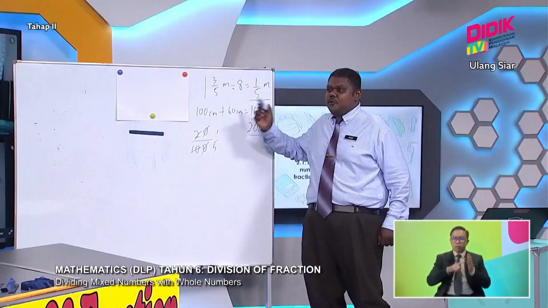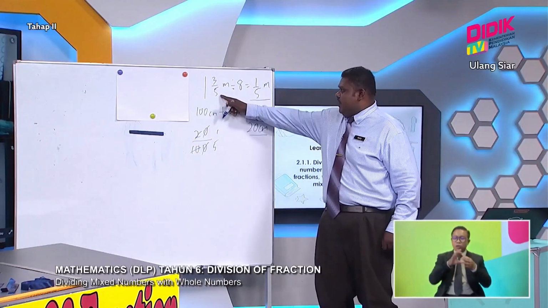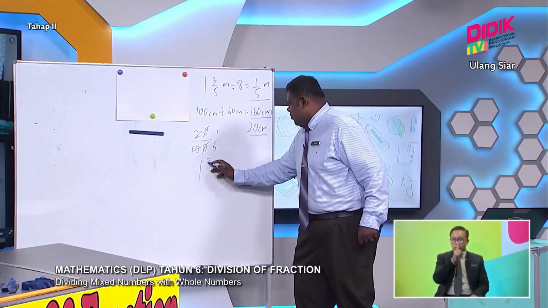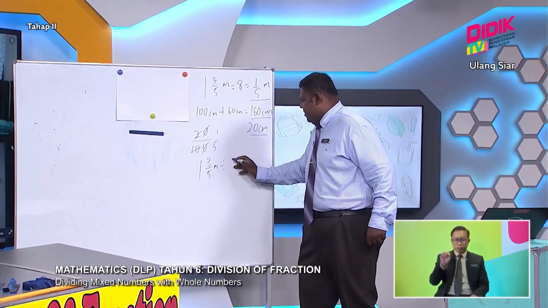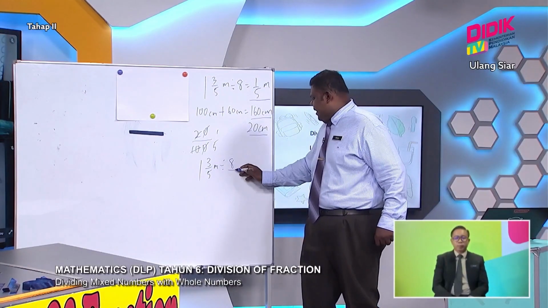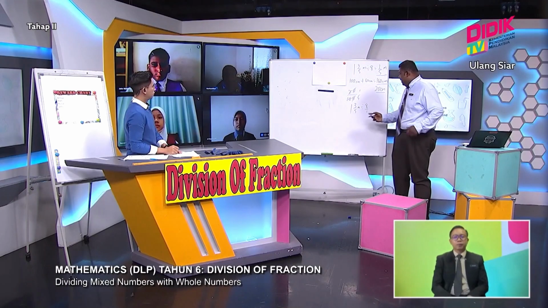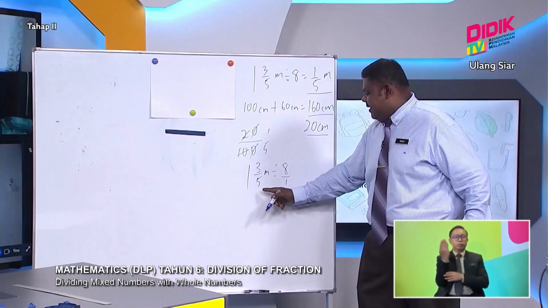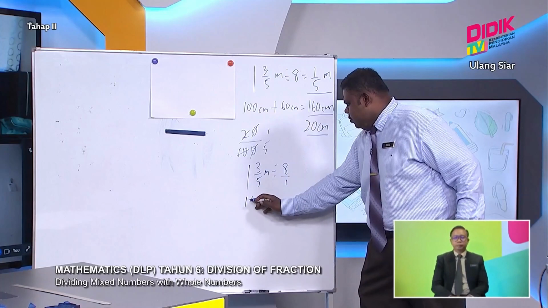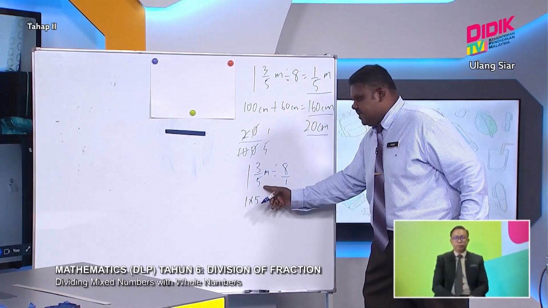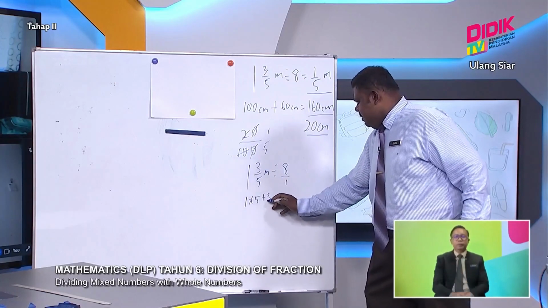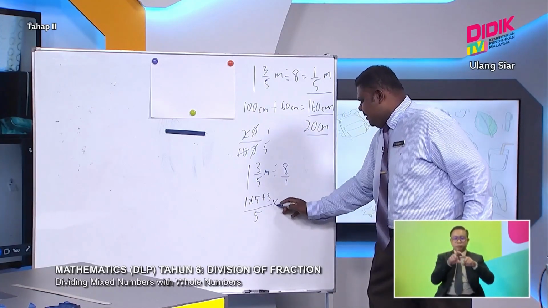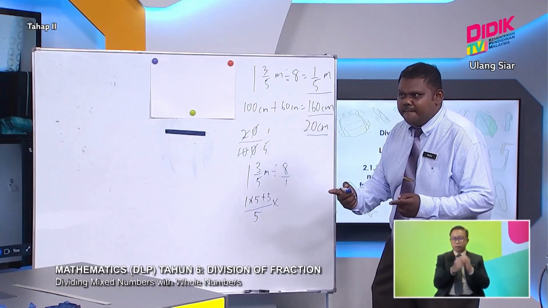Now I'm going to show you how to do the calculation of the standard written method. 1 and 3 over 5 meter divided by 8. Dividing by 8 is equivalent to multiplying by 8 over 1. I'm going to convert this mixed number into an improper fraction. The whole number 1, you times with 5, and you plus 3, over 5. Then you have to change the division to multiplication, you inverse. So 8 over 1 will become 1 over 8.